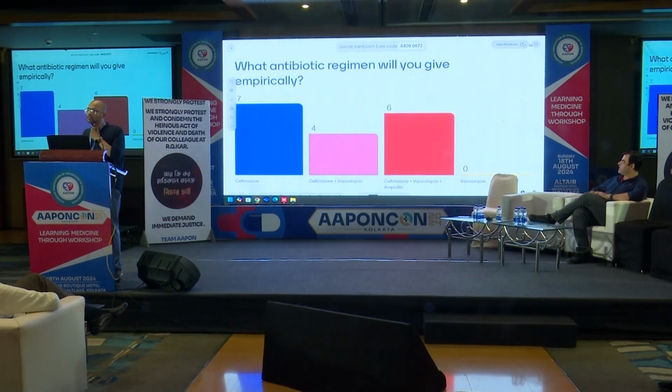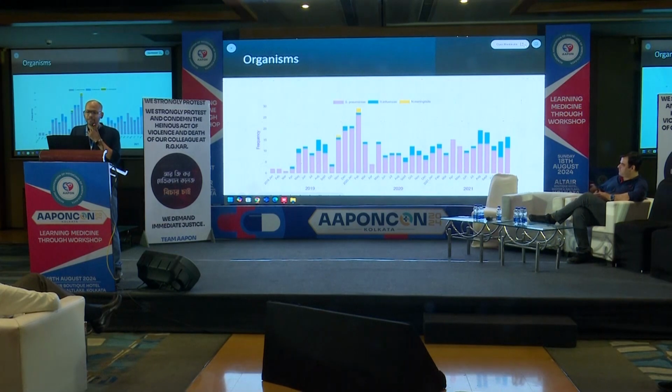So in let's say 60, 70, 80% of the cases, depending upon the resistance there, ceftriaxone should work. But I'll tell you why I would choose ceftriaxone, vancomycin and ampicillin here. If you see, this is the latest available ICMR data. The most common organism for acute bacterial meningitis is Strep pneumoniae, pneumococcus. And Neisseria meningitidis is usually seen in outbreak settings. Haemophilus influenzae is also there, but the most common is pneumococcus.